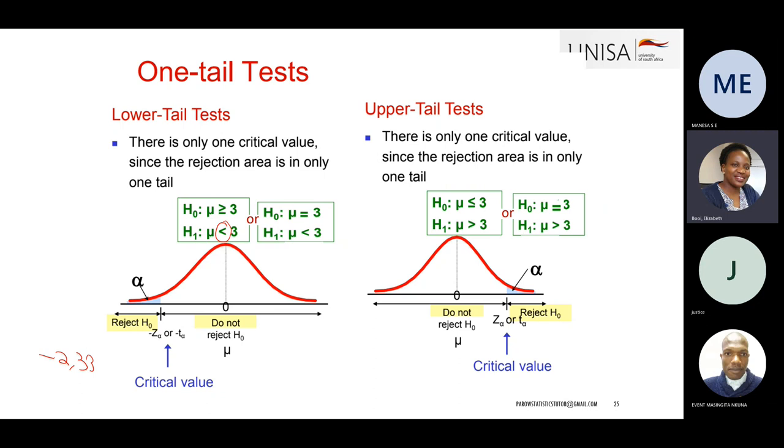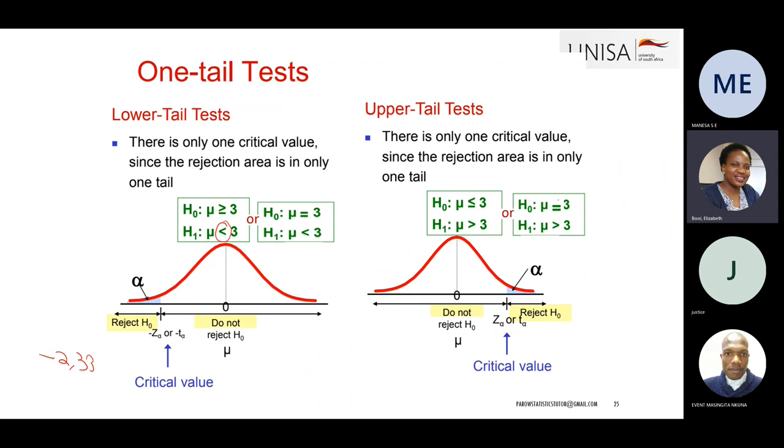Right. The same with the upper tail, when the sign is greater than, if it falls in the area of rejection in the upper tail area, we reject the null hypothesis. Otherwise, we do not reject the null hypothesis. That is one way of making a decision, especially whether we're using a Z or a T.